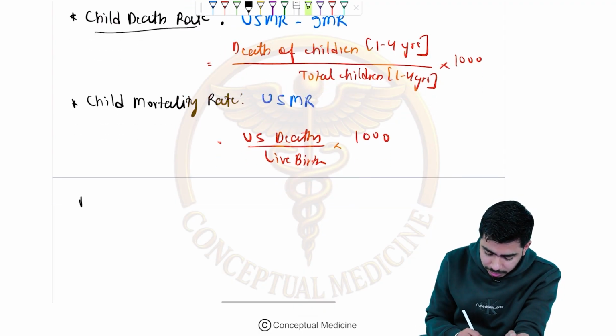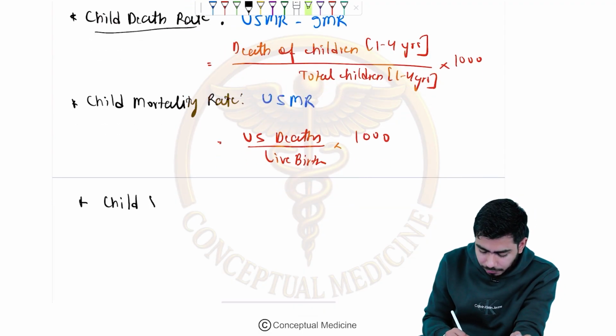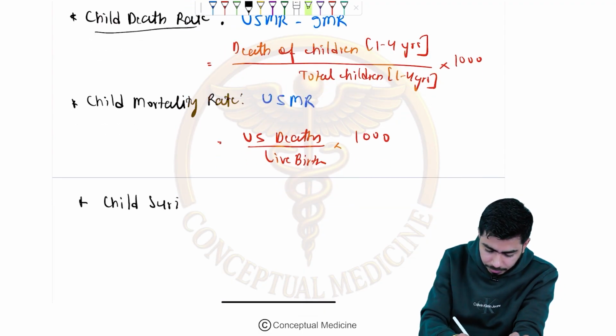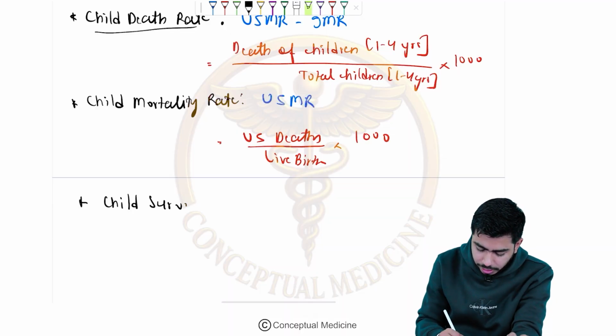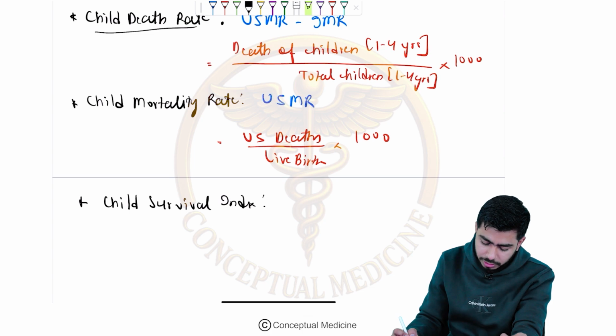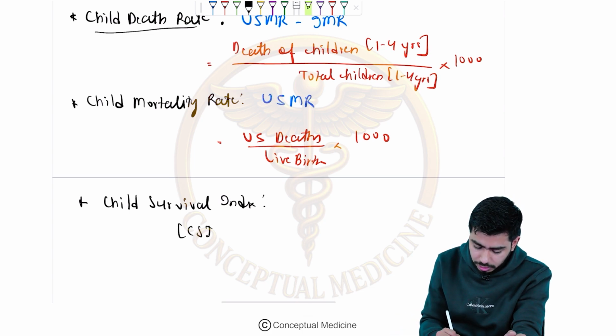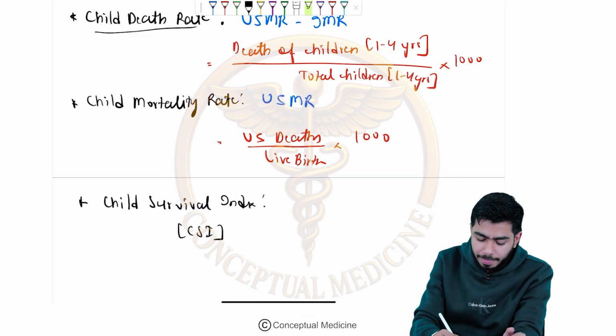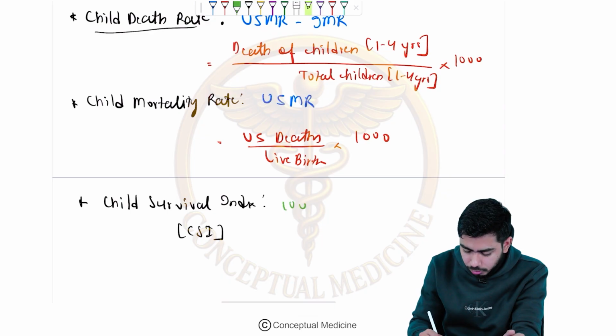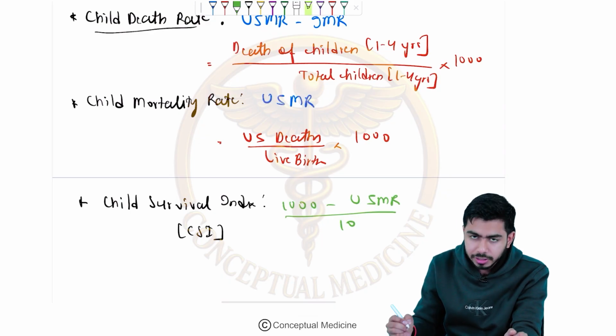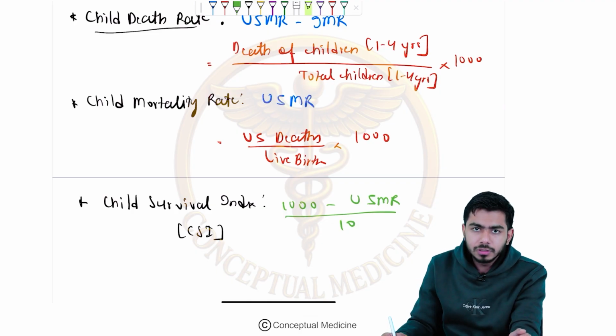The next one, the last one, is the child survival index. What is the child survival index? That is called the CSI. CSI, child survival index, is 1000 minus under 5 mortality rate, divided by 10. That is the child survival index.